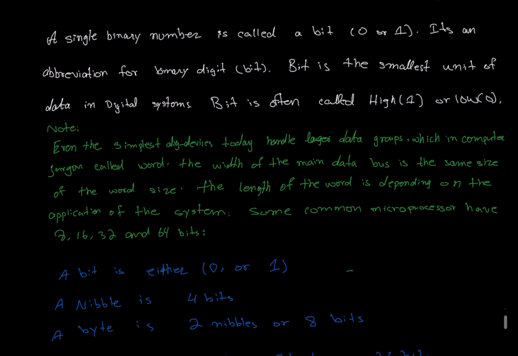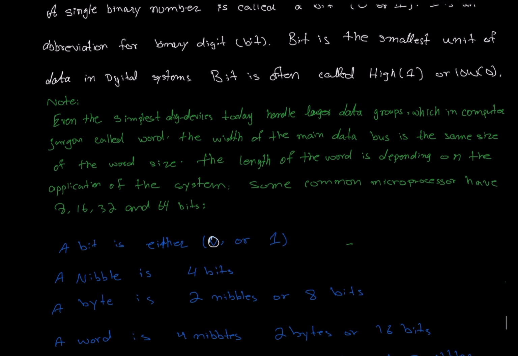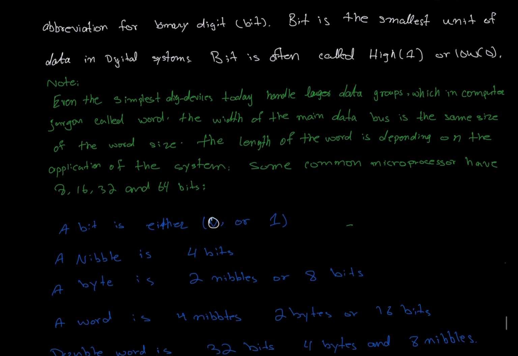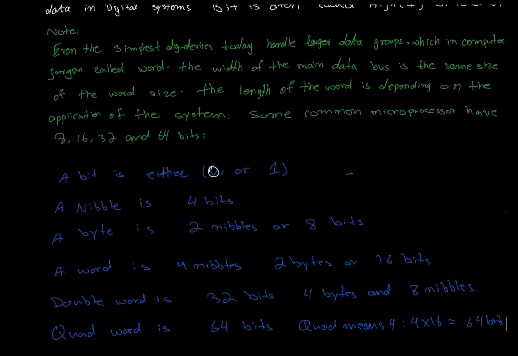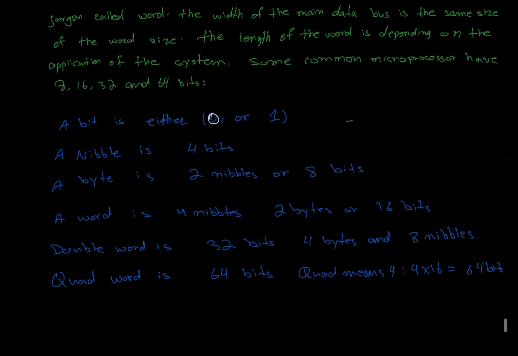So a bit is either 0 or 1. A nibble is 4 bits. A byte is 2 nibbles or 8 bits. A word is 4 nibbles, 2 bytes, or 16 bits. And a double word is 32 bits, 4 bytes, and 8 nibbles. And a quad word is 64 bits. Quad means 4, yes, 4 times 16 is 64 bits.